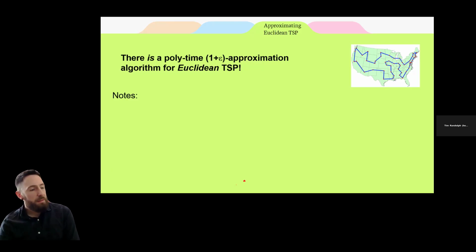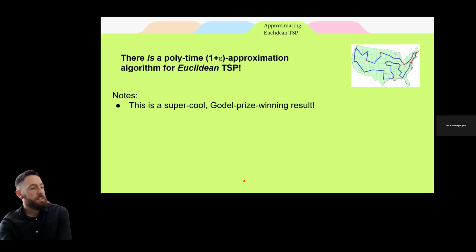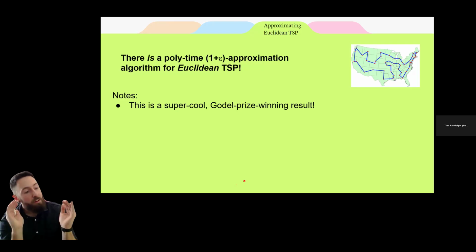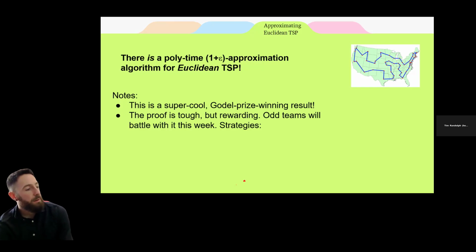So the polynomial time approximation scheme for Euclidean TSP is a result that was worked out in the late 90s by Arora and Mitchell. It won them the Gödel Prize, which is the highest prize in theoretical computer science. It's the closest that theoretical computer science has to a Nobel, although there's still the Turing Award for computer science in general. The proof is tricky.